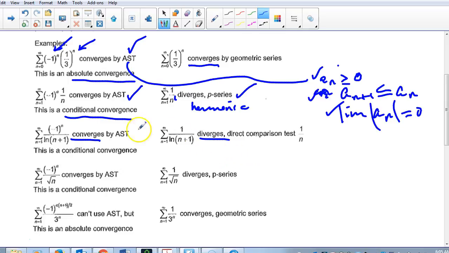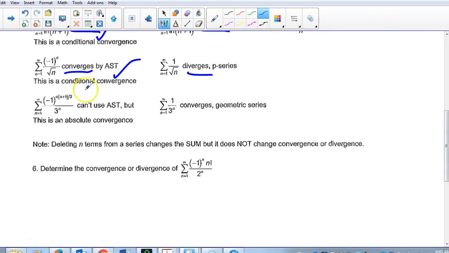I usually try that first, but if that fails, then you go back to direct. So this is just conditional. This one's also conditional because it diverges with p, but it converges with alternating. And then this one, absolute. It's not the alternating series test. You can't use that because you don't have... why can you not use that? It's absolute. So, yeah, you can't use that.